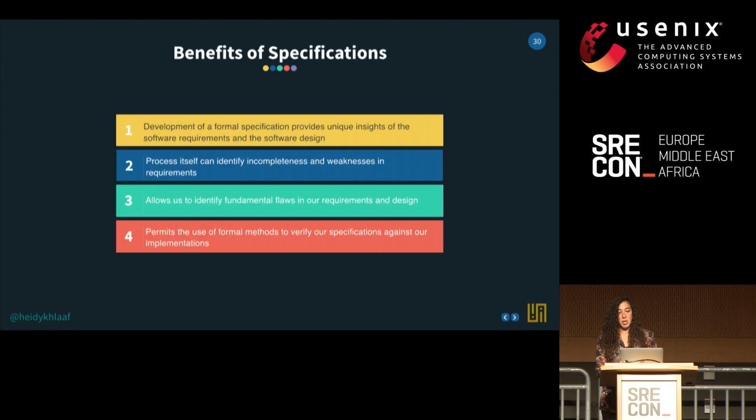So in the absence of good tools, you might be wondering, well, I don't really see a point in writing specifications. This sounds like it's going to take way too much time. Why should I do this? Well, I would argue, even if you don't have any tools, you should write specifications anyhow. I think the development of specifications provides really unique insights into the software requirements and software design. You're going to find that your requirements are not as good as you think they are. They're incomplete, they're weak, there are some fundamental flaws in your design. I've run into many cases where requirements are at odds with each other. So I think this is always a good exercise for everyone to do. And if you go ahead and write formal specifications, then you might as well try out some of the few tools that exist out there.